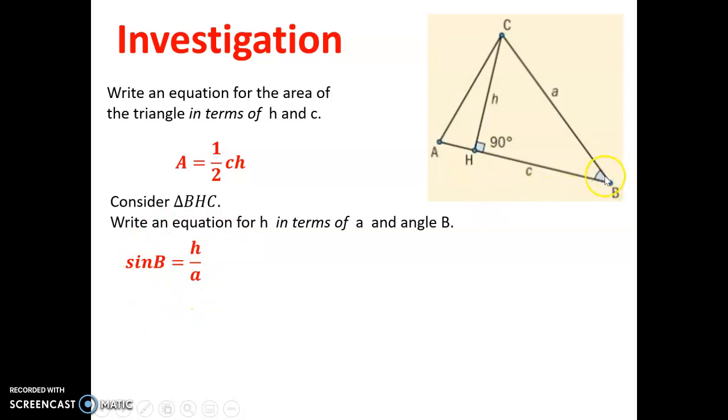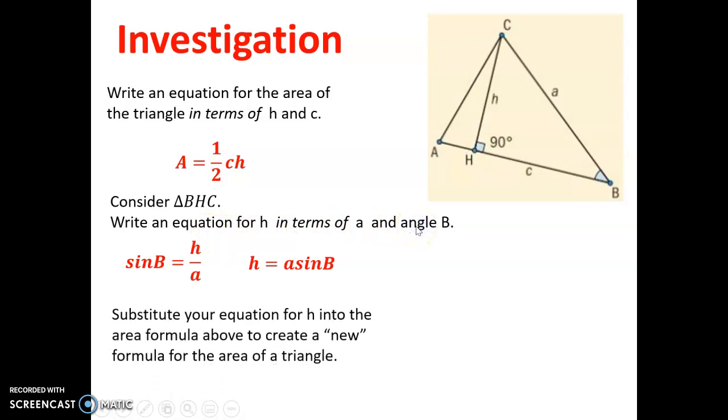Because if we take sine of angle B, then we have opposite h over a. So that equation doesn't look quite like what this asks for, because it says write an equation for h. This is not for h. So we need to now rearrange this. h equals a times sine b. So that works. That meets the requirements of this statement here.